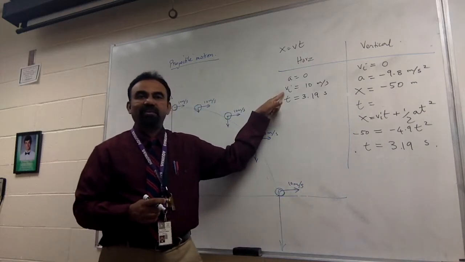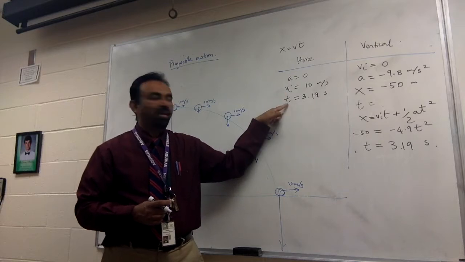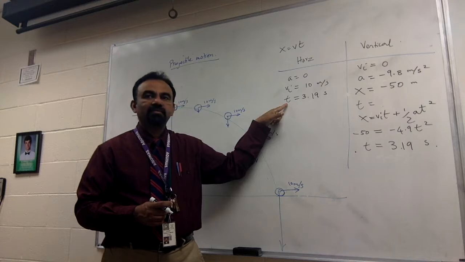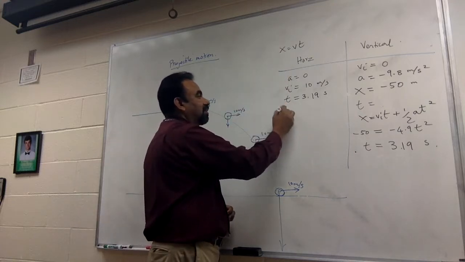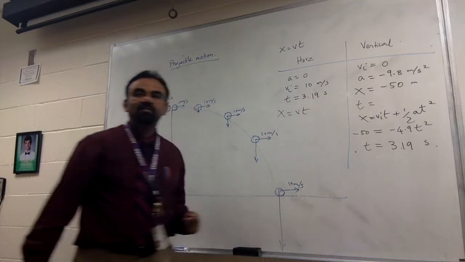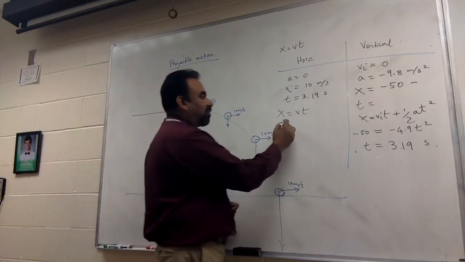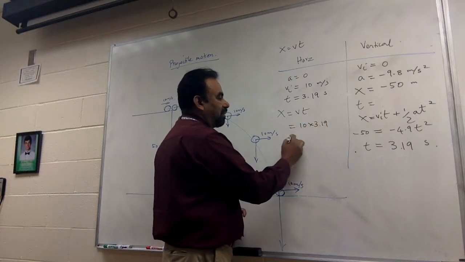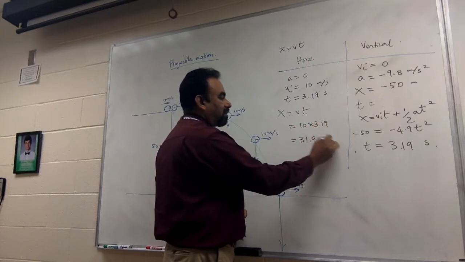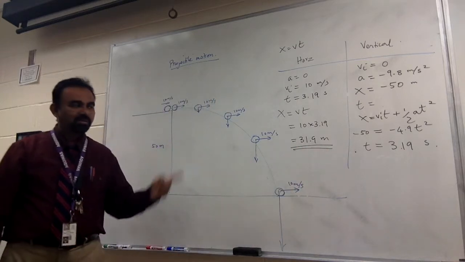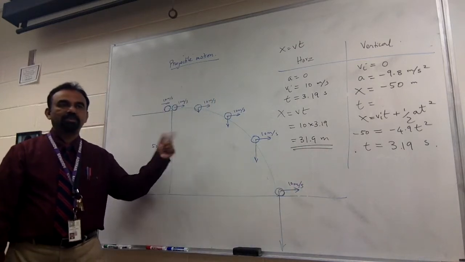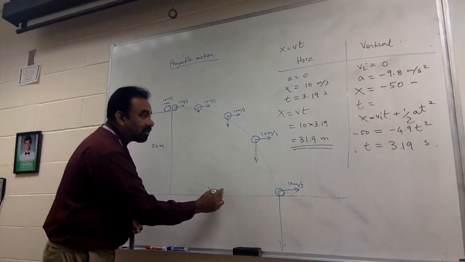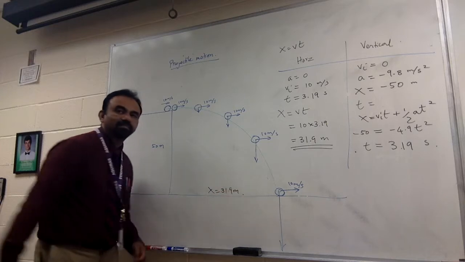Now we have V, how fast it's moving horizontally. And we have the time. You can find the other one. So X is equal to Vt. How much is that? 10 times 3.19, which is 31.9 meters. Now where is that distance on the picture? Here. This is X is equal to 31.9 meters.